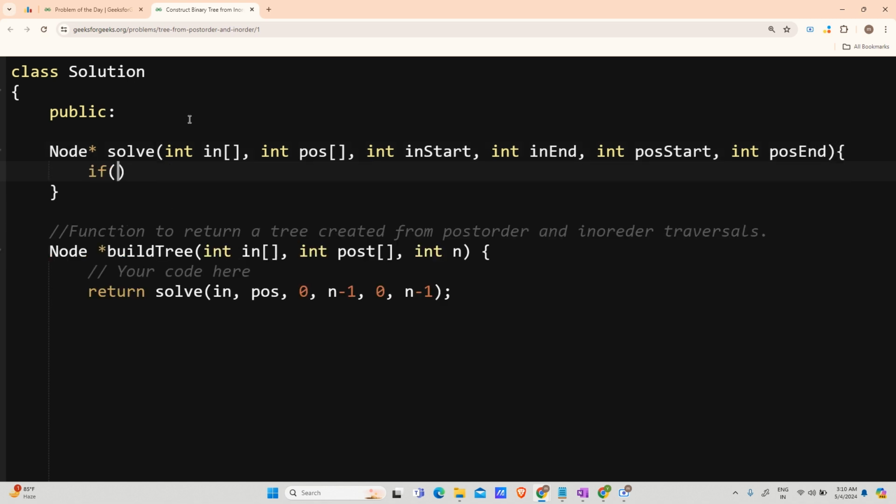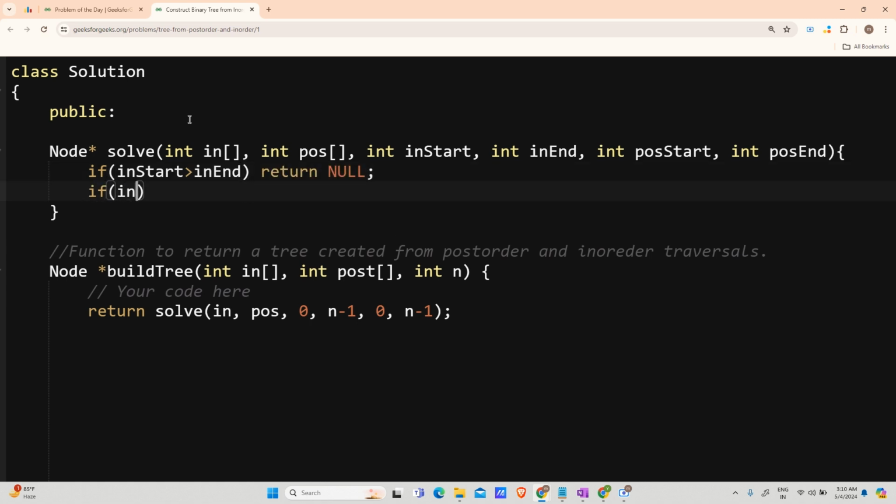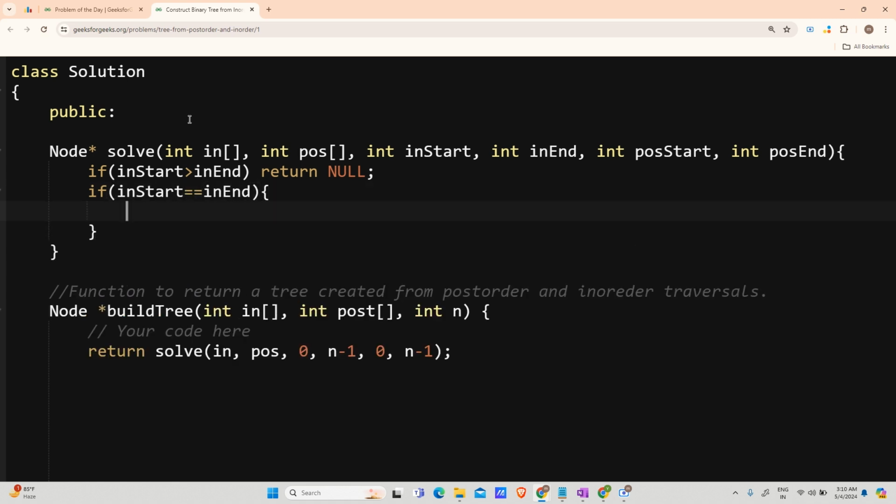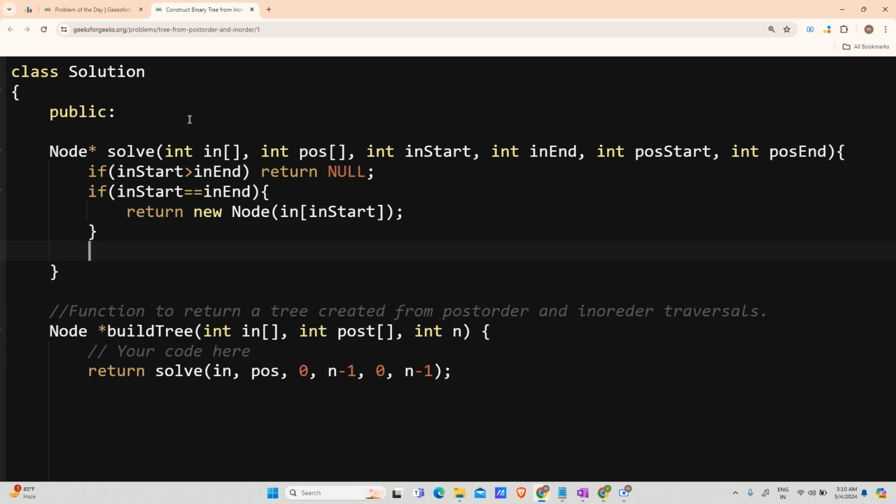Now, my first condition was, if in start is greater than in end, that means I can say return null. And in the better case of this situation, if in start equals in end, in that case I don't need to do much. I will just say return new node. What is the value? The value is in of in start. You can actually do this using post start or post end also. The matter will remain the same. Another case arises when in start is less than in end. In that case, we have to do processing.